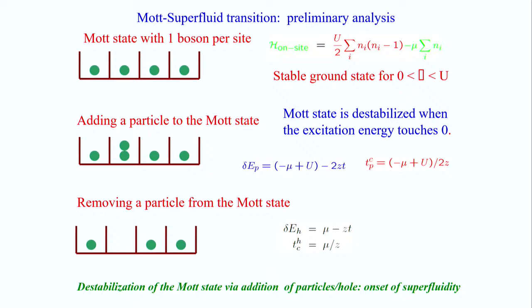And this tells you that this excitation energy touches 0, which means destabilization of the original ground state, when there is a critical hopping strength, which is U minus mu by 2z. You could do the same thing by removing a particle, and that gives you a critical hopping strength of mu by z. So as you increase your hopping, either you hit this number, which is mu by z, or that one, whichever comes first gives you the destabilization of the Mott phase, and this leads to an onset of superfluidity. If you increase T further, you are going to get into a superfluid phase.